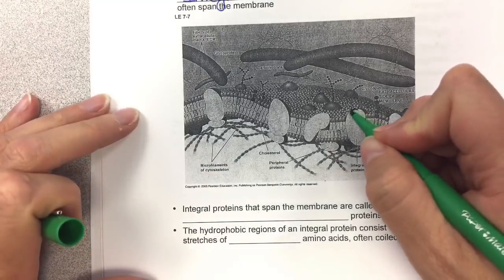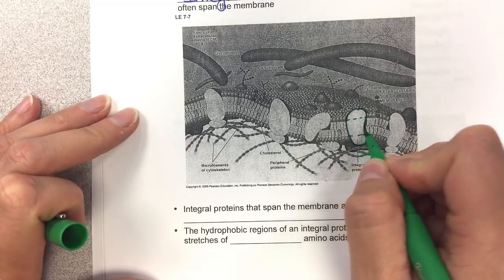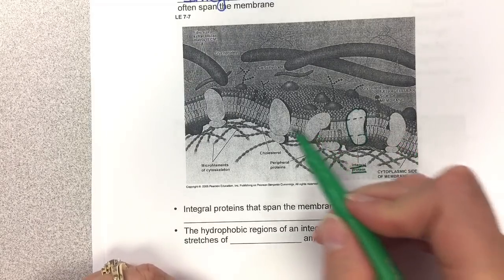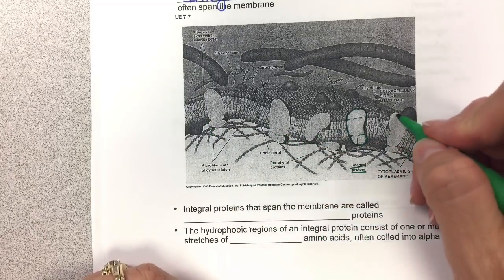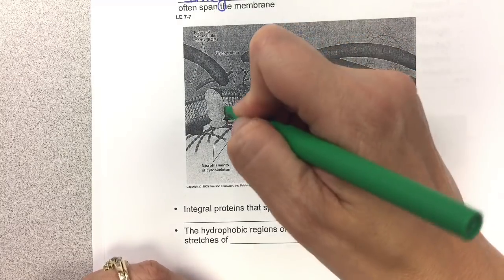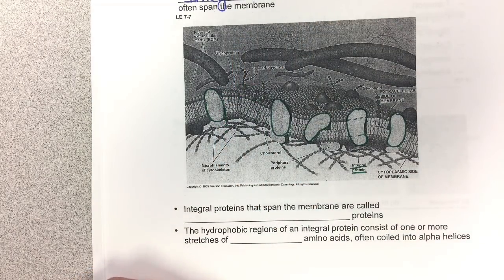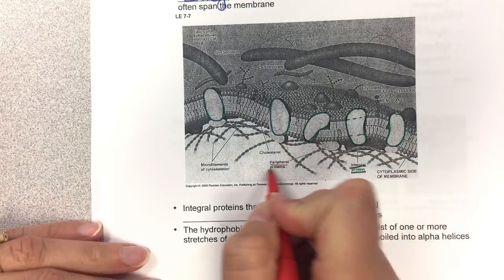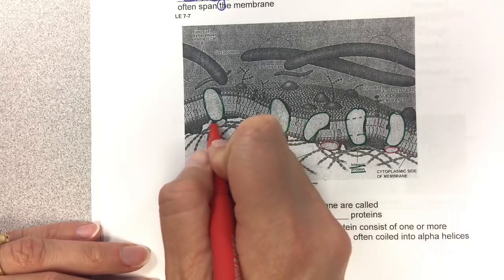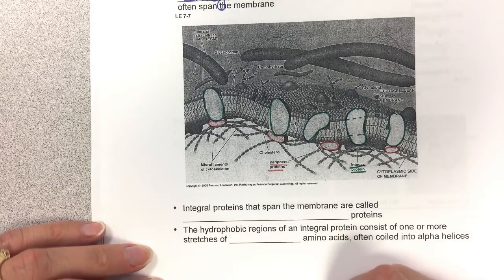Let's get a different color here. Integral proteins go all the way through the membrane and have that, remember, hydrophobic and hydrophilic region. So all of these would be integral proteins. All right, for integral proteins. And then we have our peripheral proteins. These are just on the inside. So here we go, peripheral proteins. We can see right here, right here, right here, and right here. Okay? And so those are your two different kinds.